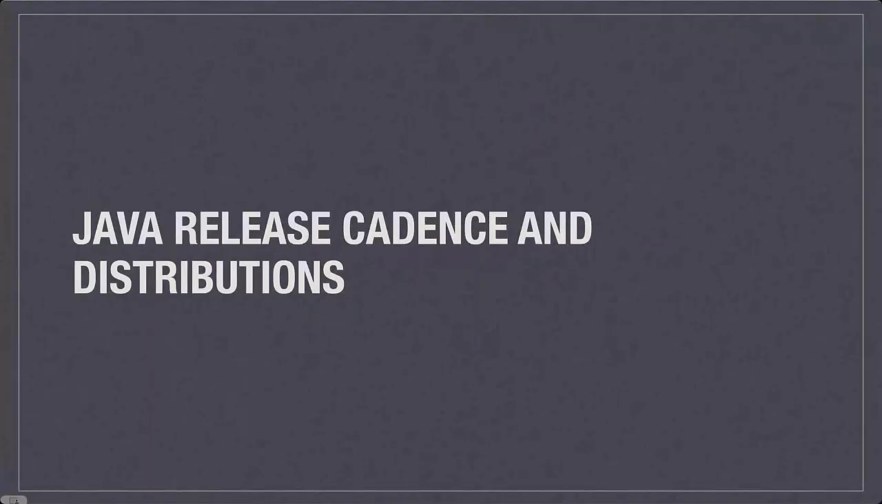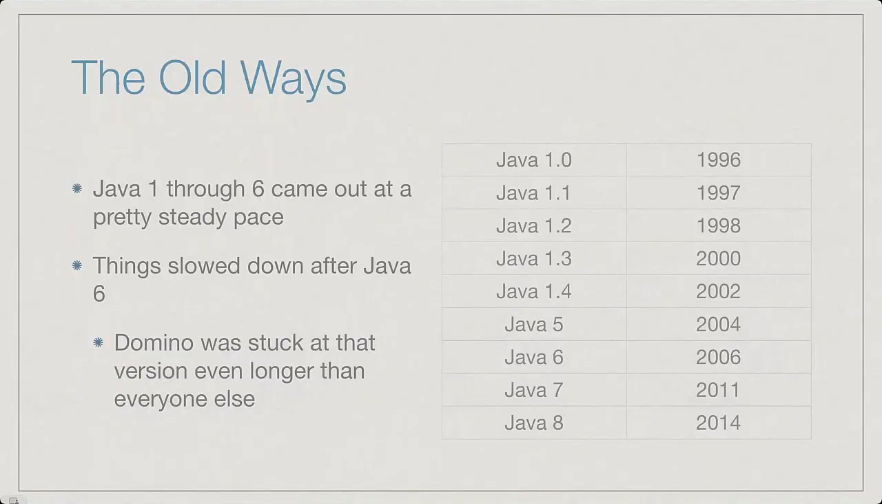So getting into what's been going on with Java recently. In the old days, things came at a pretty steady pace. Java 1 through 6, somewhere around Java 5, they changed the version numbers, although internally it was different. Things went along at a pretty good clip. You see 96, 97, 98, and then it's like, okay, well, 2 years, and then it takes a little longer. 6 to 7 takes 5 years for some reason.